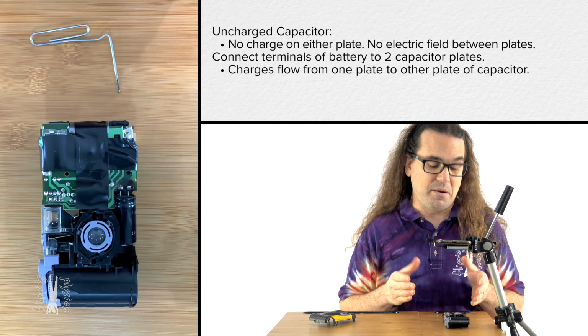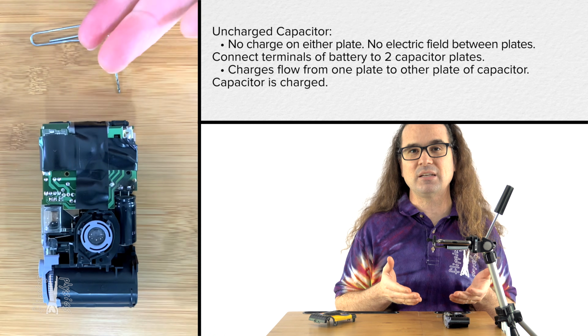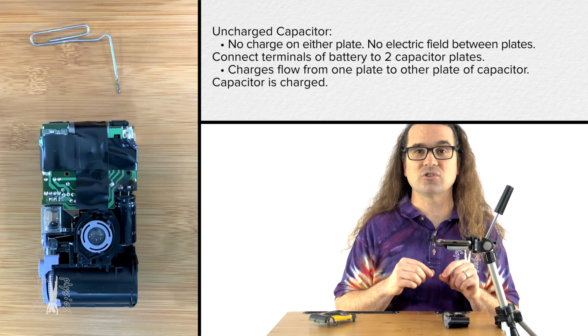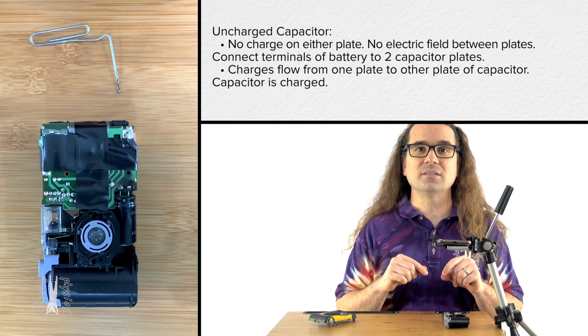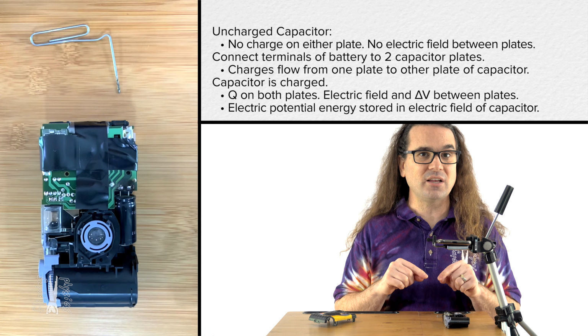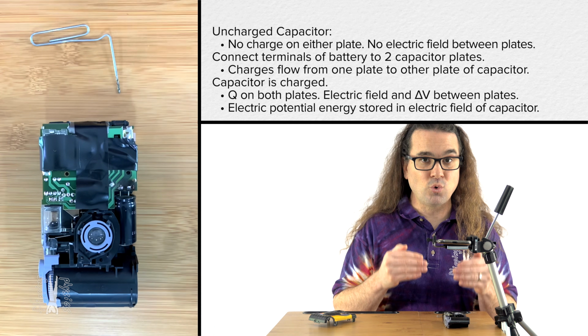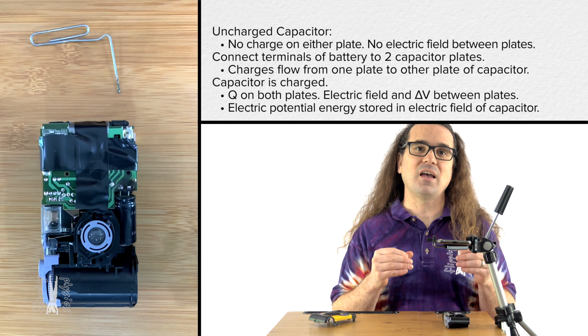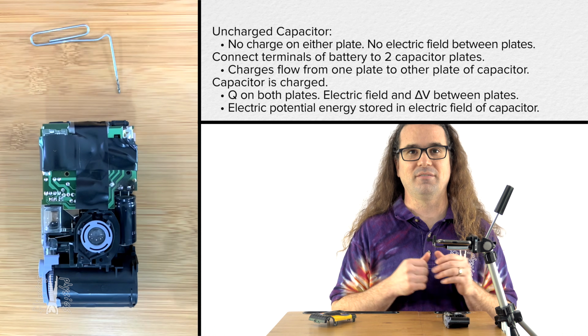Now, the capacitor has as much charge separated between the plates of the capacitor as this battery and circuit will allow. That means the capacitor has electric potential energy because the electric field is there between the plates of the capacitor. There is an electric potential difference between the plates of the capacitor.